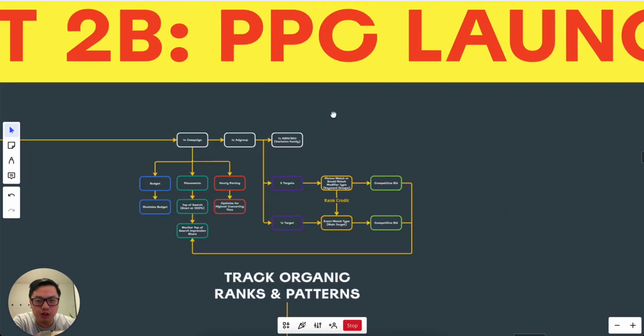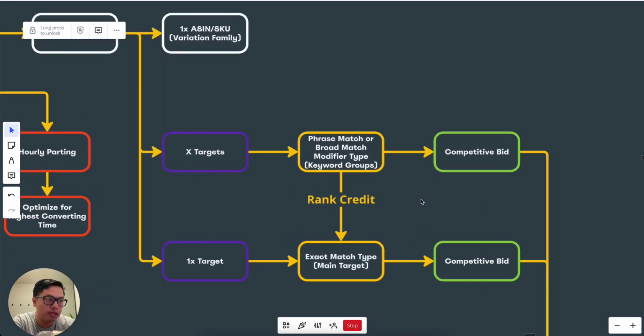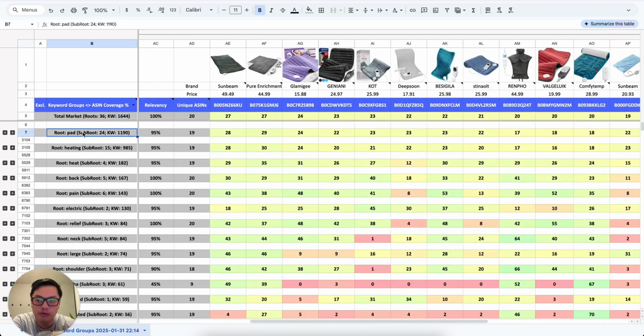So then when it comes to keyword groups, this is when the management side comes in, because we're looking at these keyword groups. We know how large these are. The root word pad has 24 different subroutes within it.